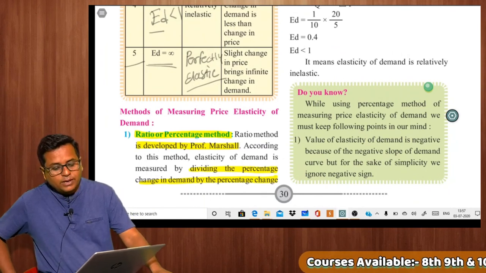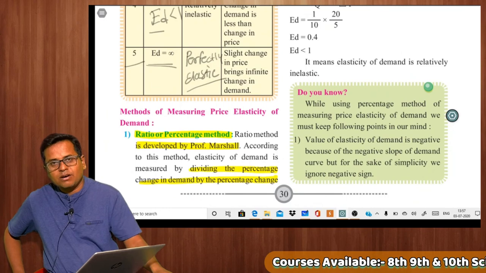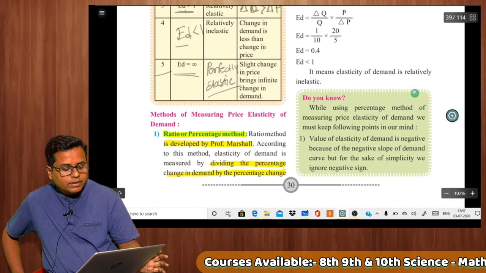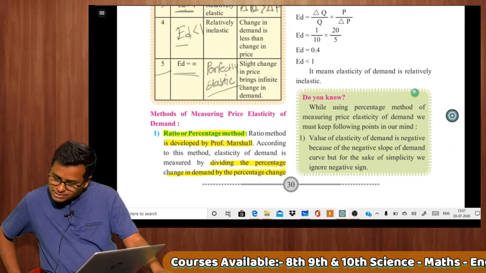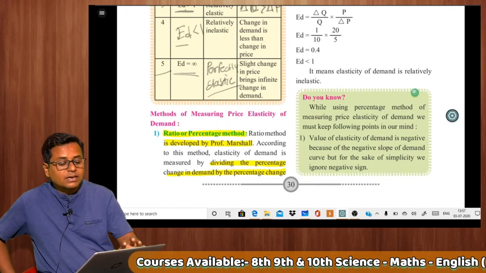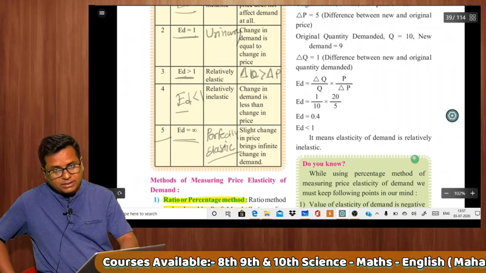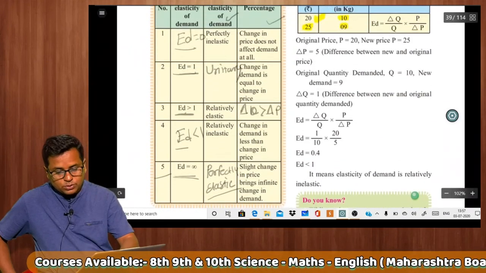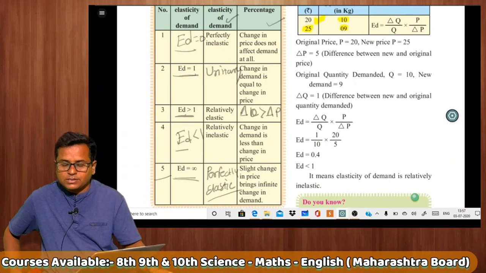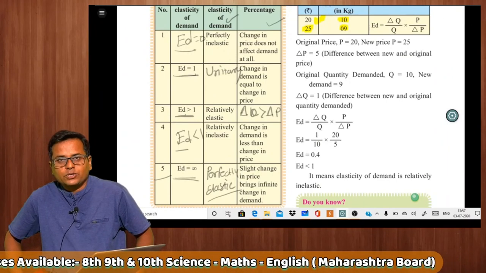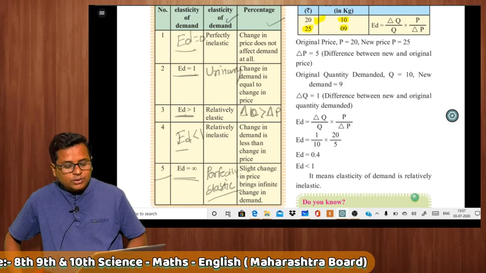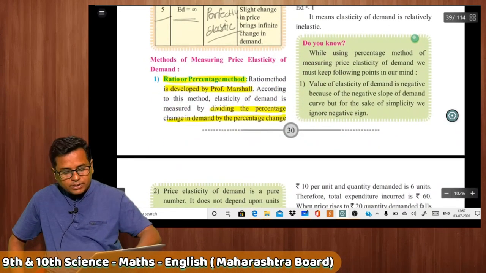So in such a way, price elasticity of demand is measured with the help of ratio method or percentage method. This is also known as arithmetic method. This method was developed by Dr. Alfred Marshall. So this is the simplest way of measuring price elasticity of demand. I hope that you have understood this method.